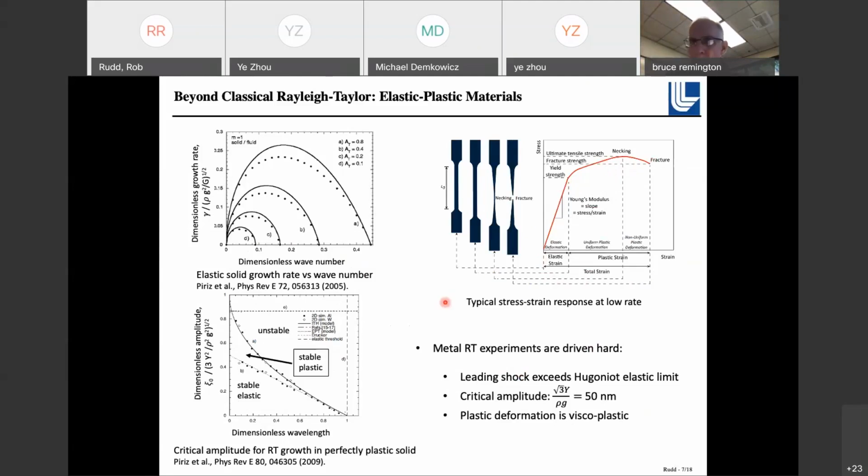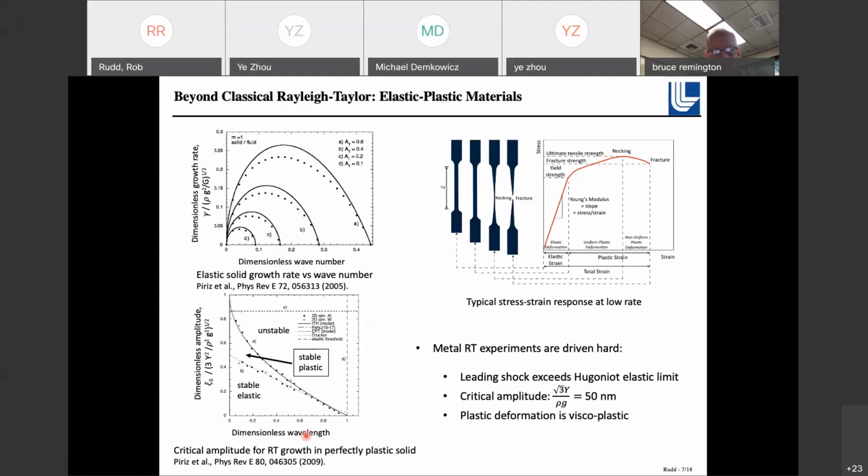So people have used similar models to do analysis of Rayleigh-Taylor growth. In this work by Perez et al., they were looking at the elastic response of a solid up against a fluid. And what they found there was that, again, with wave number, the curves are turning over. And in fact, there is a critical wavelength in a purely elastic solid beyond which the growth is stable.